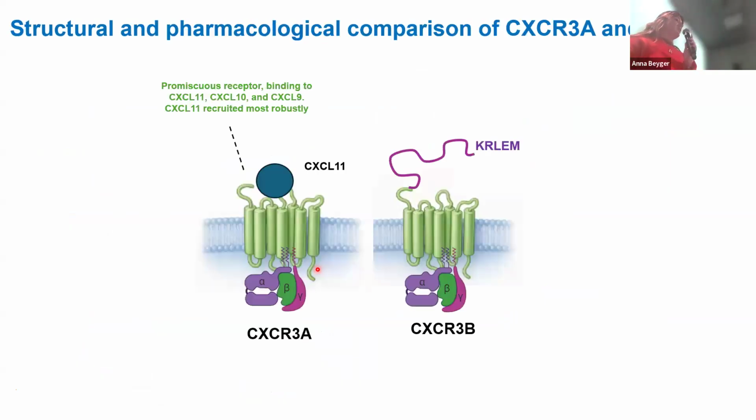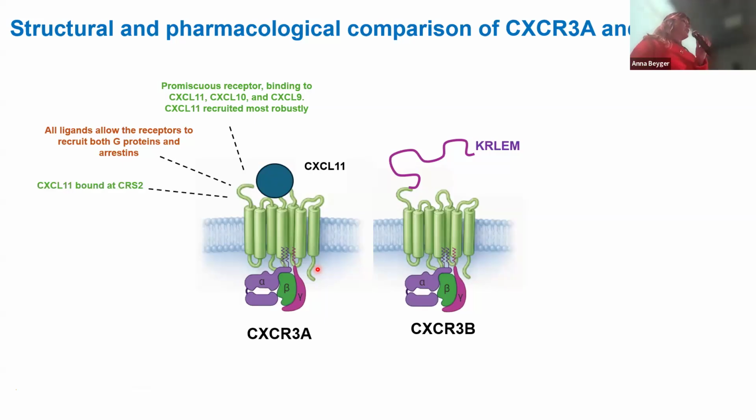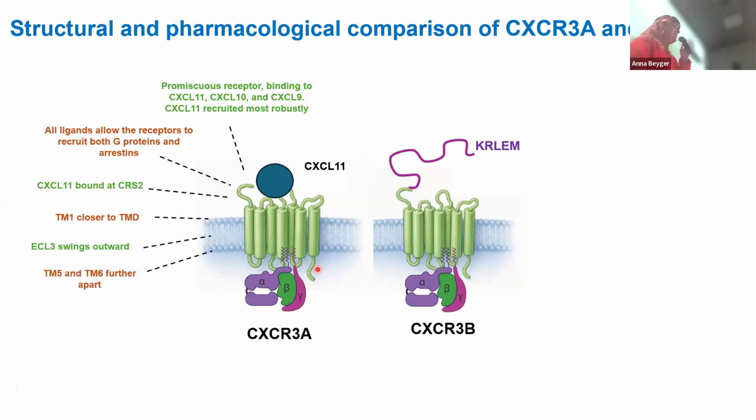So just to summarize those structural and pharmacological observations, we saw that CXCR3A is a promiscuous receptor and it recruits CXCL11, 10, and 9, with CXCL11 recruited robustly. All ligands allowed the receptor to recruit both G proteins and arrestins. In CXCR3A we observed a stably bound ligand at the transmembrane core. TM1 was closer to the helical core as well. ECL3 swings outward, TM5 and TM6 were further apart, and overall it had more stabilizing interactions at the G protein interface.